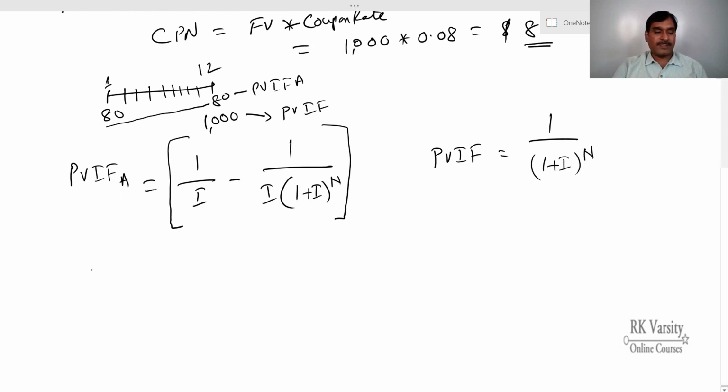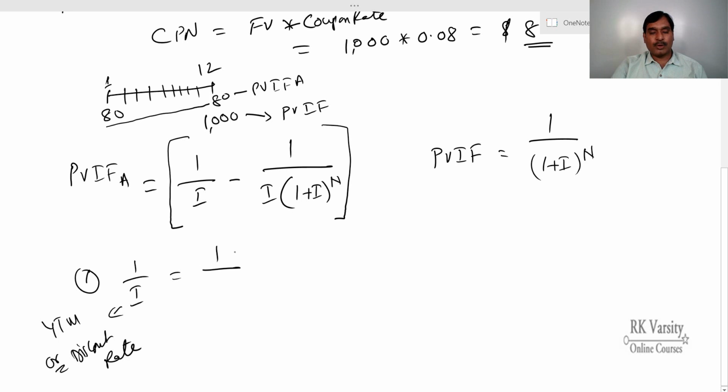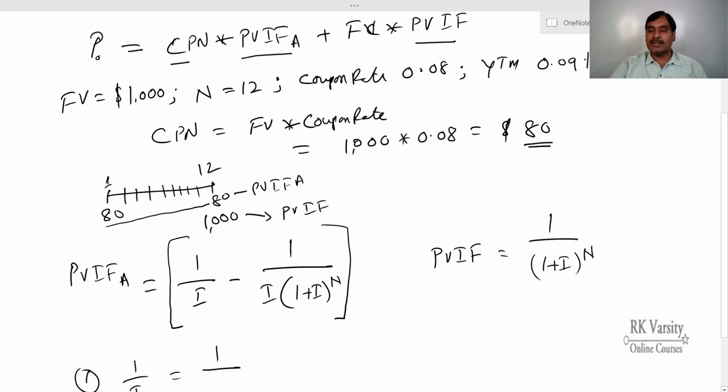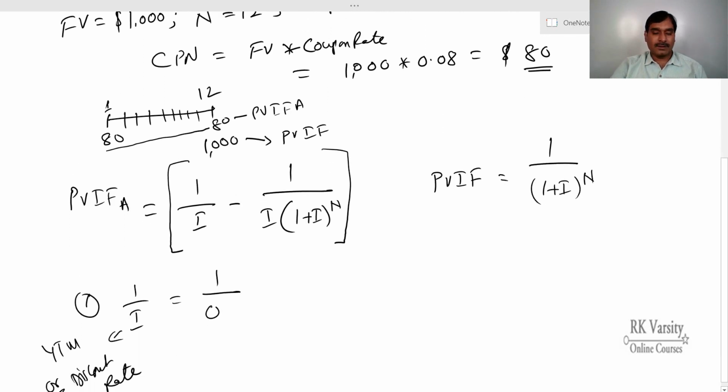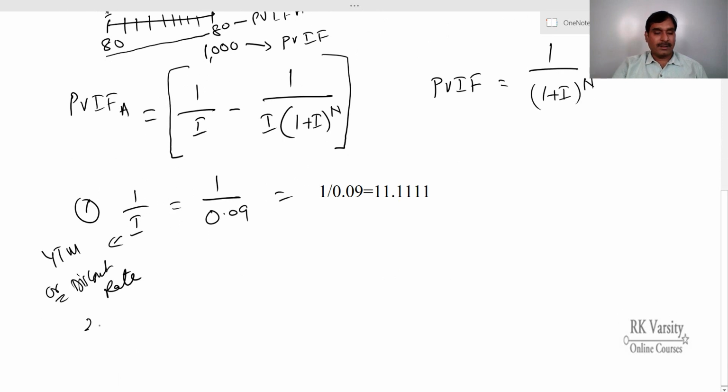We do it stepwise. In the first step, 1 upon I. Your I here is the discount rate, or yield to maturity. So 1 upon I equals 1 upon 0.09, which equals 11.1111.